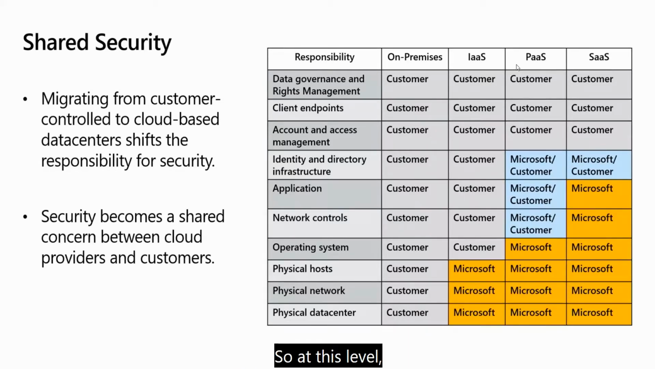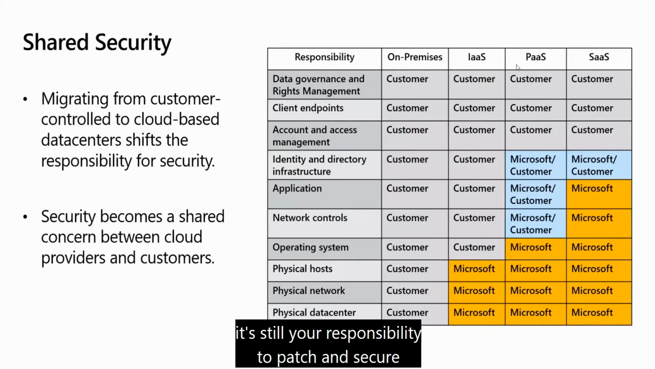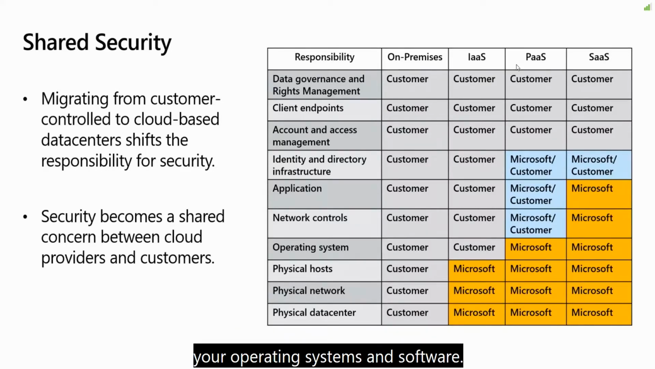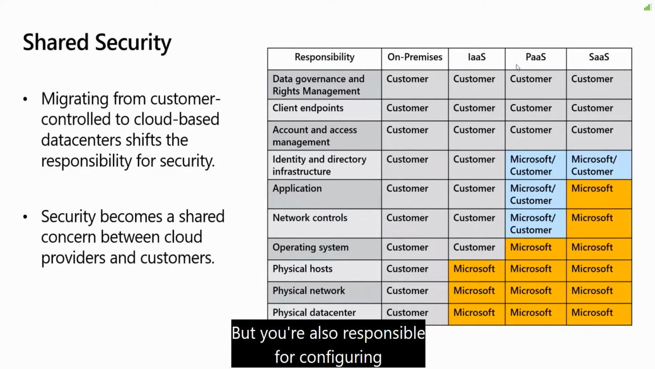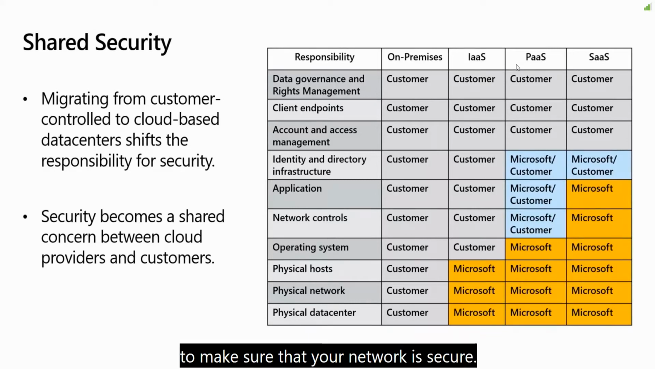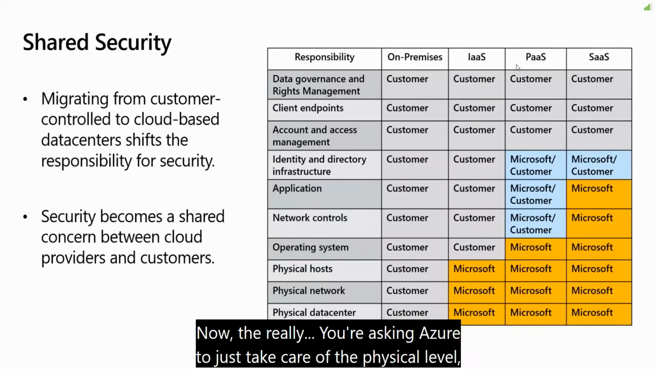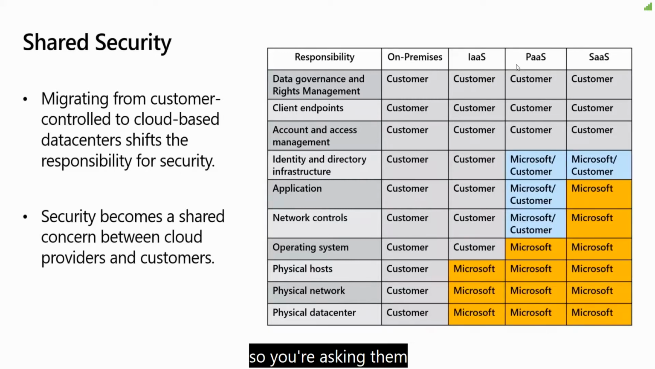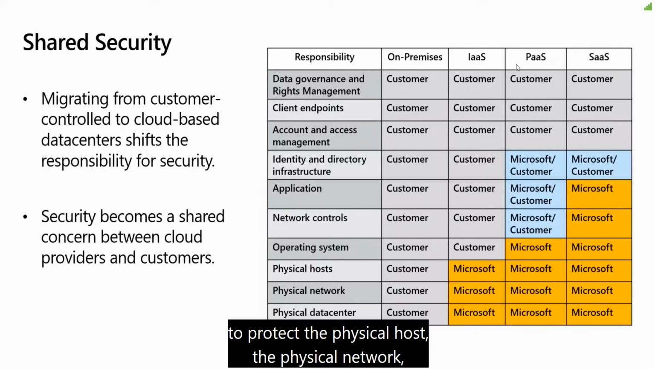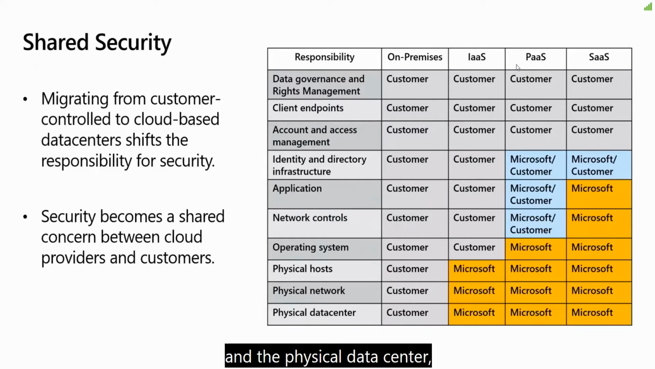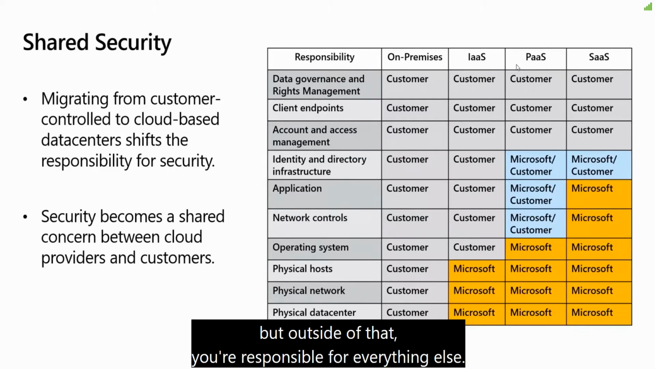So at this level, it's still your responsibility to patch and secure your operating systems and software, but you're also responsible for configuring to make sure that your network is secure. Now, you're asking Azure to just take care of the physical level. So you're asking them to protect the physical host, the physical network, and the physical data center. But outside of that, you're responsible for everything else.